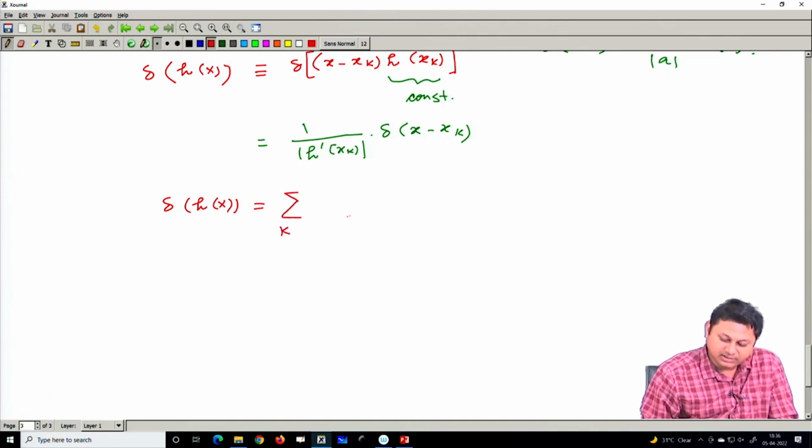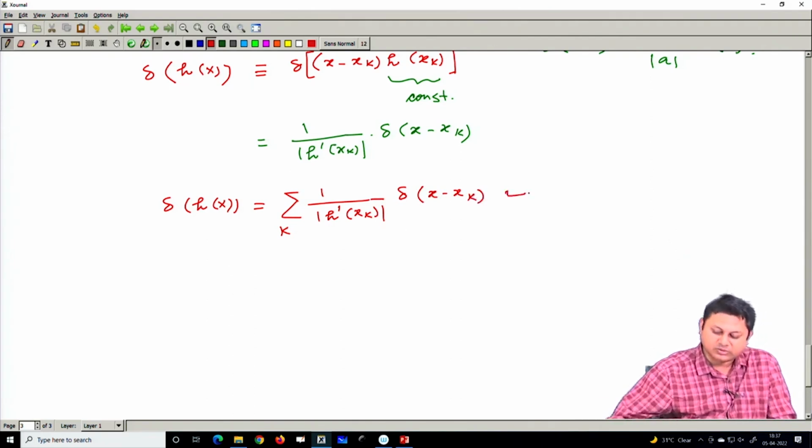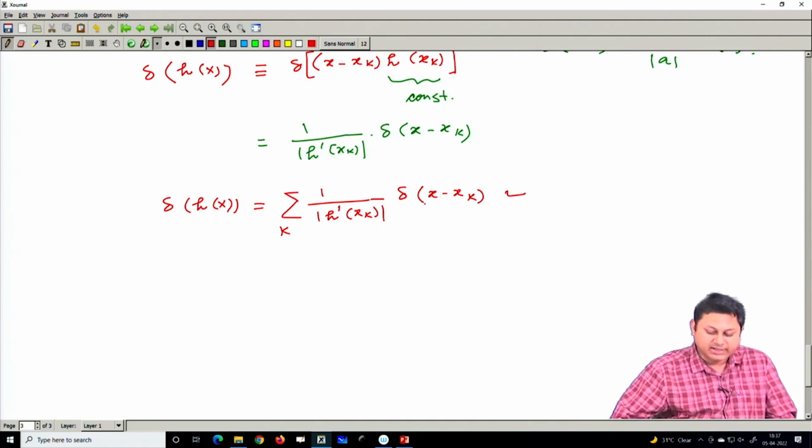How many roots there are, I need to calculate, and for each case I am going to calculate this under the condition that this is not equal to 0. This quantity that I am writing right now should not be 0. If it is 0, then we should have another technique. For simplicity, let us consider this is not equal to 0, and we are getting this. So, this is a very important identity when we have a delta function.